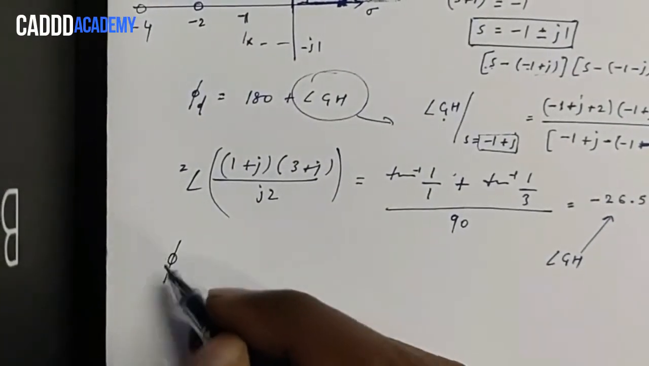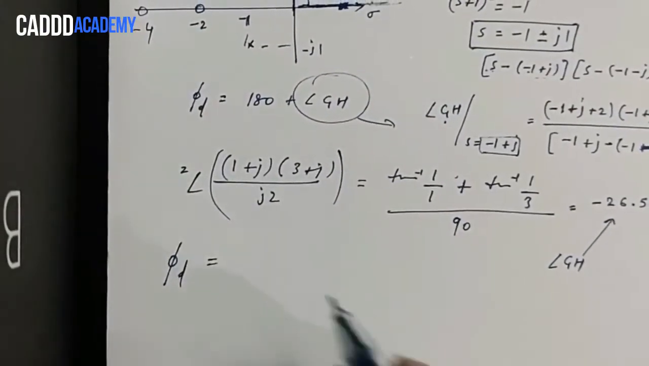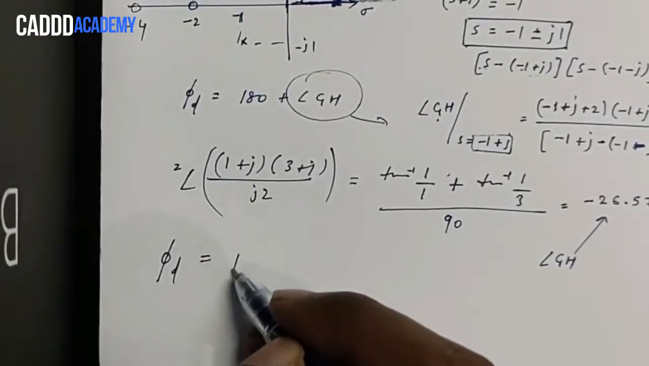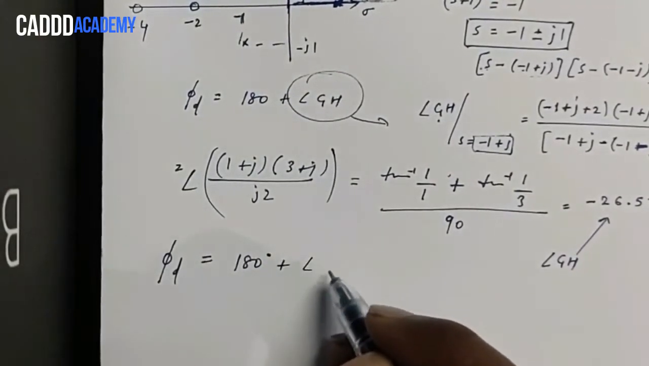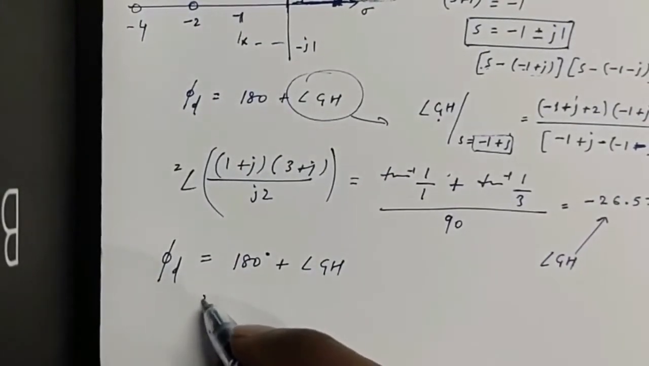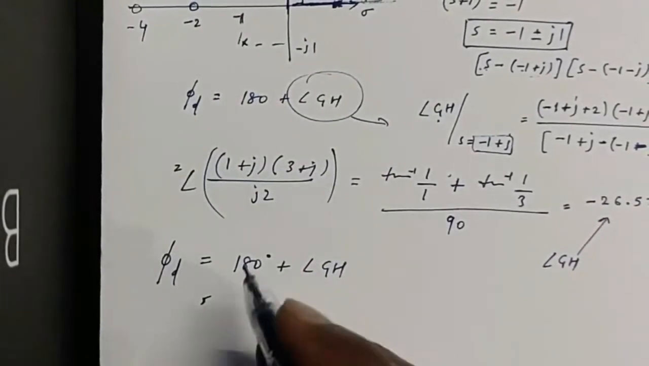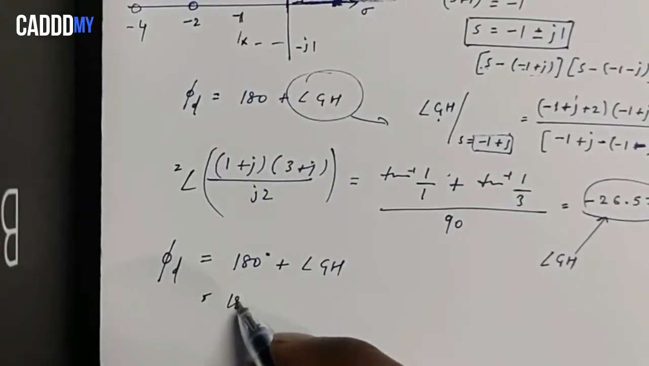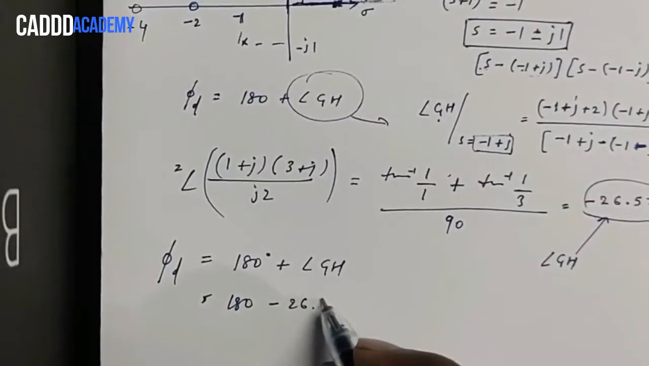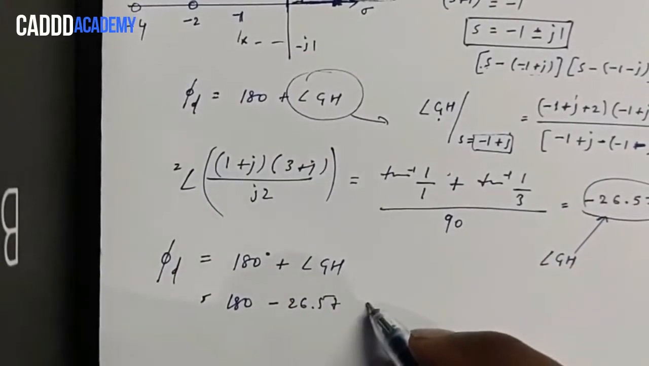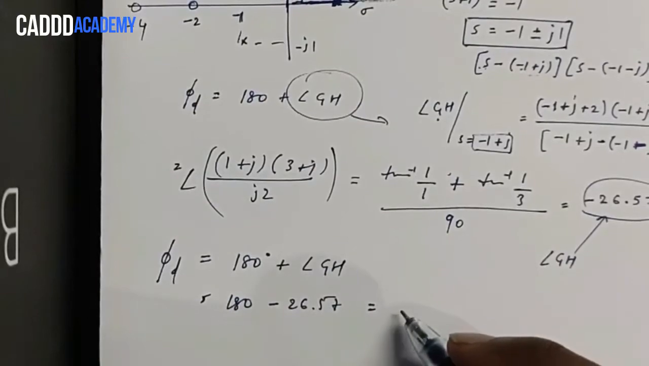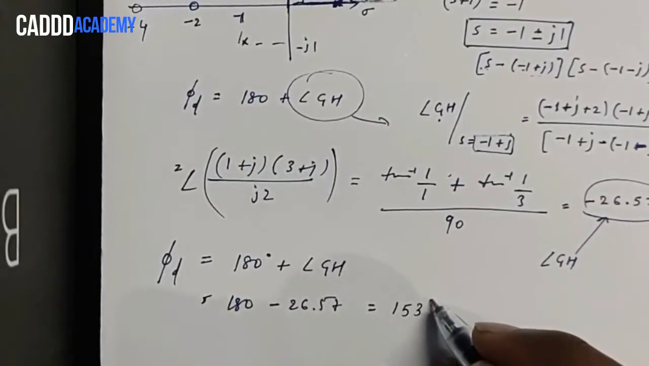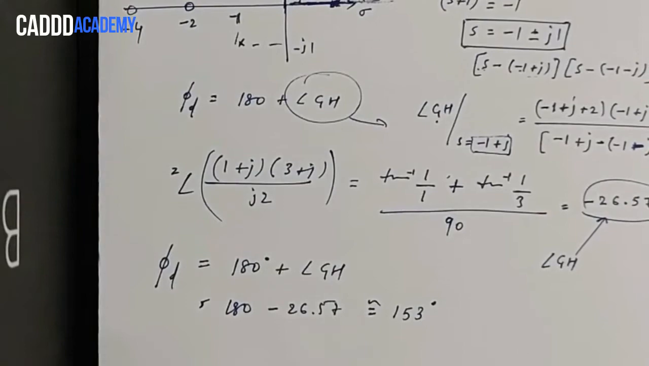Now what will be the angle of departure? So we know that 180 plus the angle of GH at the pole's location is the angle of departure, and we will add this thing and 180 degrees, and adding this thing, we will have 153 degrees.